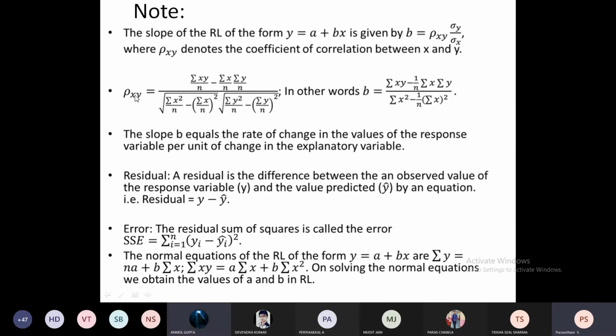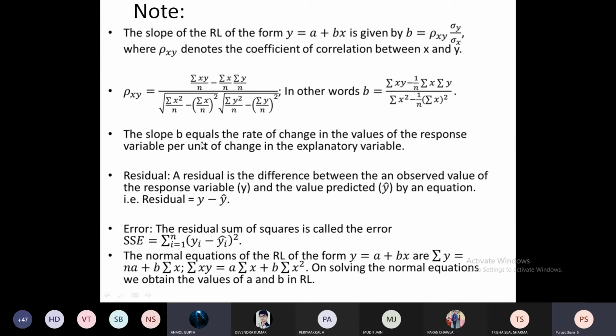Rho xy is equal to sigma xi yi by n minus sigma xi by n into sigma yi by n, under root of sigma xi square by n minus sigma xi by n whole square, into under root of sigma yi square by n minus sigma yi by n whole square. In other words, b can be expressed as sigma xi yi minus 1 over n sigma xi into sigma yi, whole divided by sigma xi square minus 1 over n sigma xi whole square.